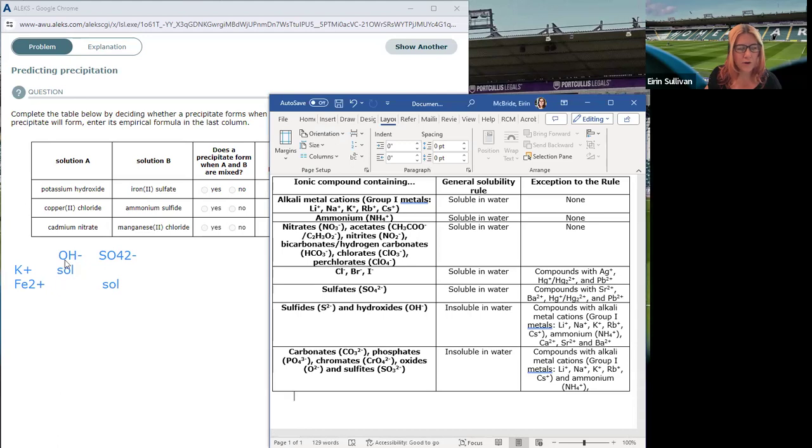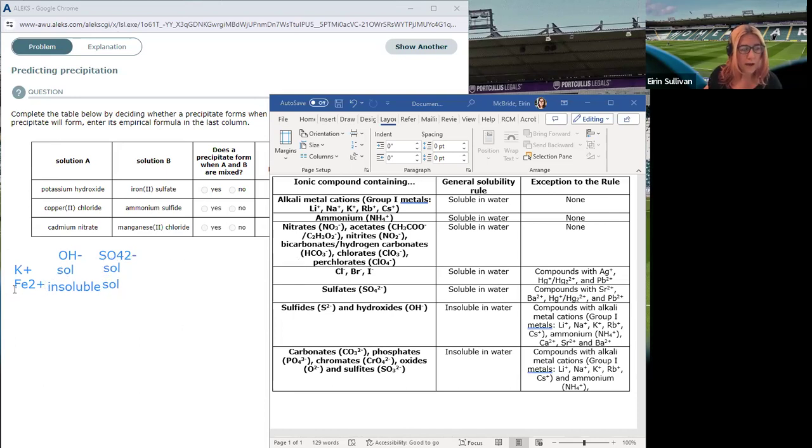So refer to the solubility table. We're going to look at hydroxide first. Hydroxides are always insoluble unless the metal is lithium, sodium, potassium, rubidium, cesium, ammonium, calcium, strontium, barium. Iron 2 is none of these, so that will be insoluble. So that will form a precipitate. If we want to check our sulfate real quick, sulfate's always soluble. The only exceptions are barium, strontium, mercury, lead 2. Potassium's none of those, so potassium sulfate is going to be soluble.